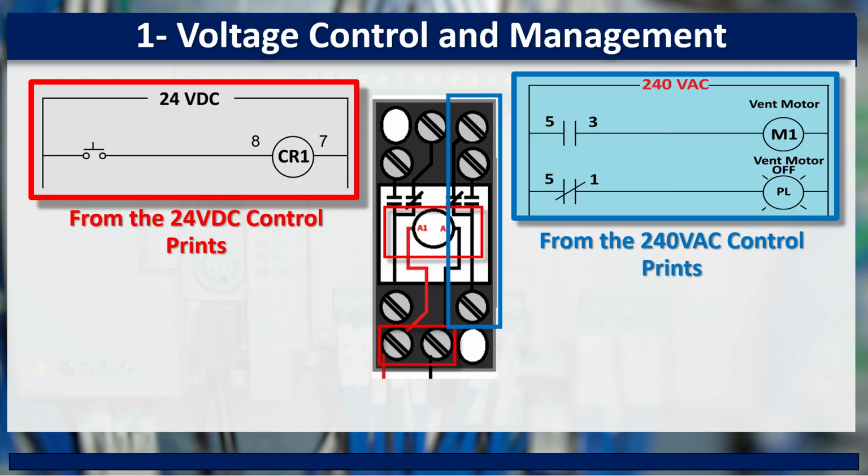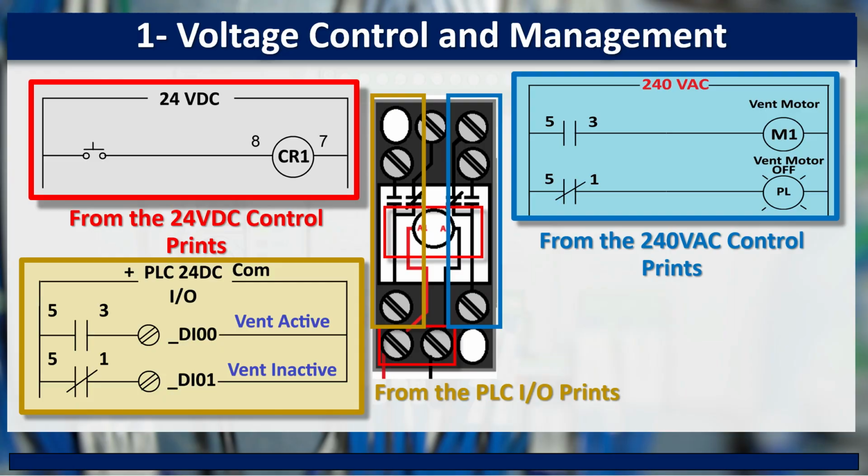When the relay is energized, the normally open contact closes and energizes the vent motor. When the relay is de-energized, the normally closed contact returns to its normal state and illuminates the pilot light, indicating that the vent motor is off.